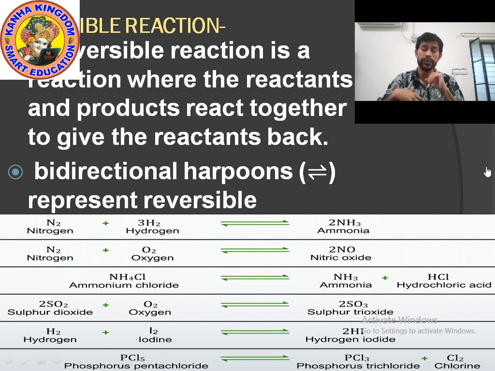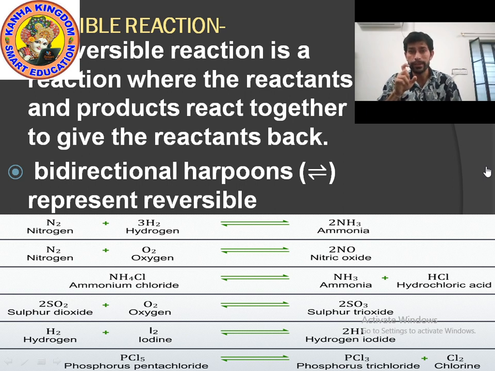What is the meaning of it? It means when reactants react to each other, they give product, but the product can again be changed into reactant. Very simple example, when ice melts, it changes into liquid. Liquid can again convert into ice. So it is a reversible reaction.